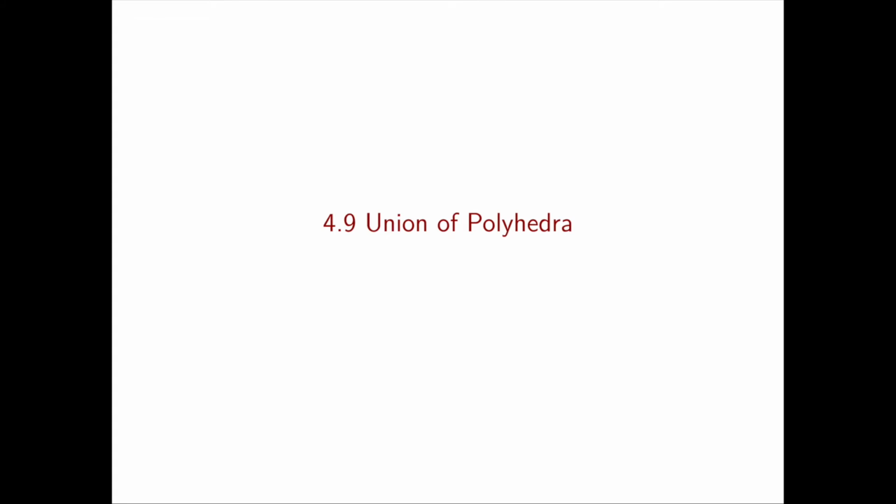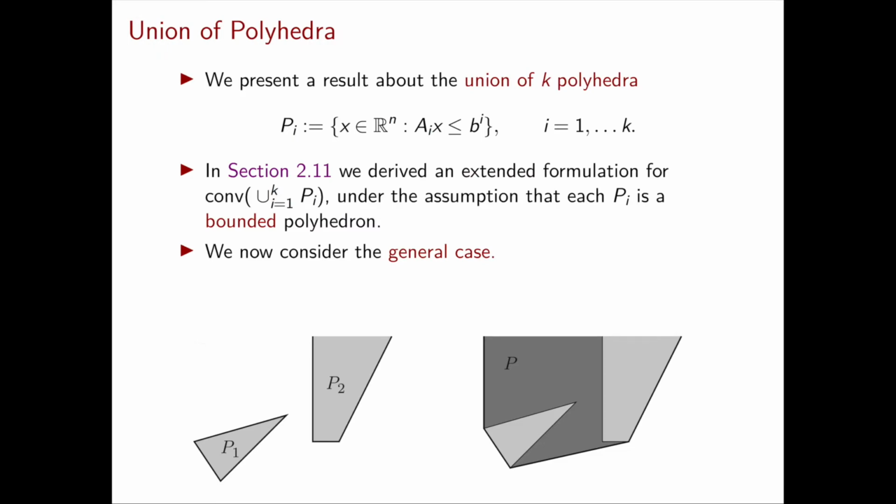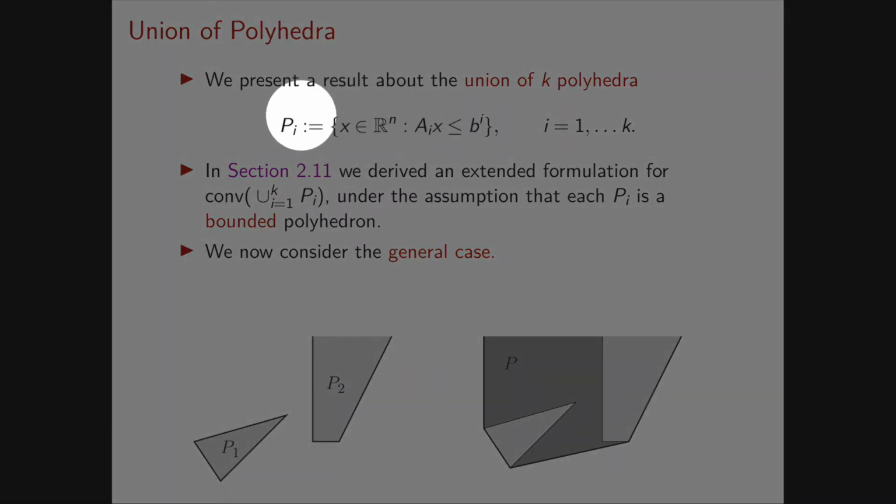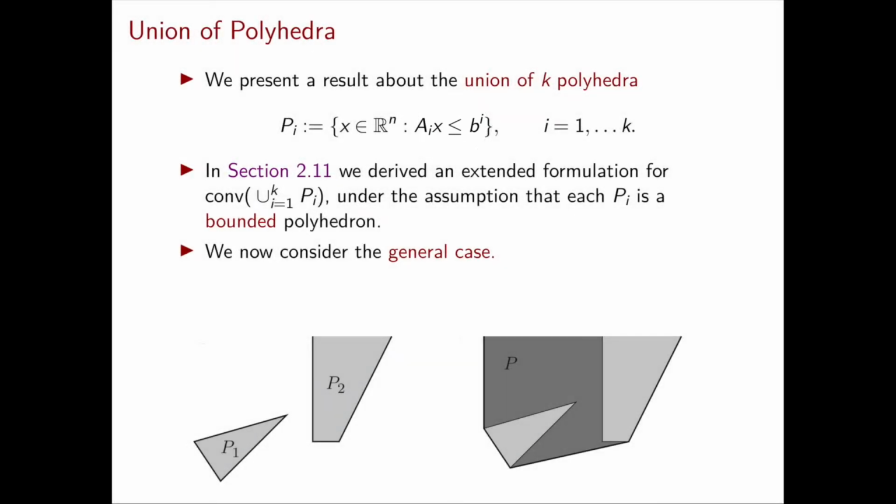In today's lecture, we're going to be talking about the union of polyhedra. So our setting is where we have k different polyhedra, and each one is denoted by Pi for i that goes from 1 to k. And polyhedron Pi is in the space R^n and is defined by the system Ai x less than or equal to bi. So we already considered the setting where we have k polyhedra and we're interested in the union.